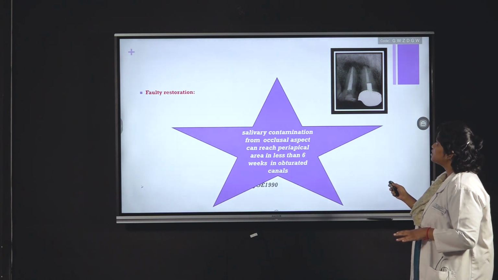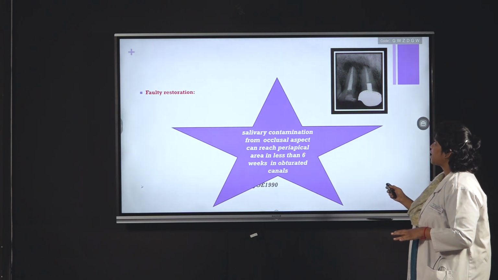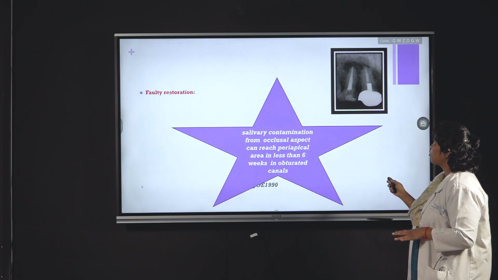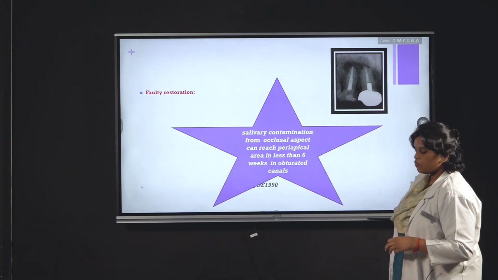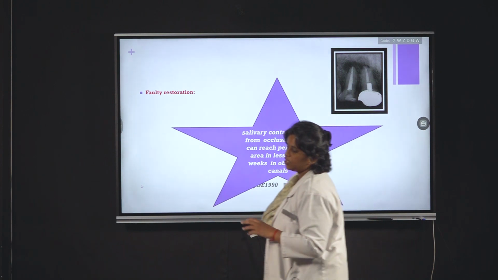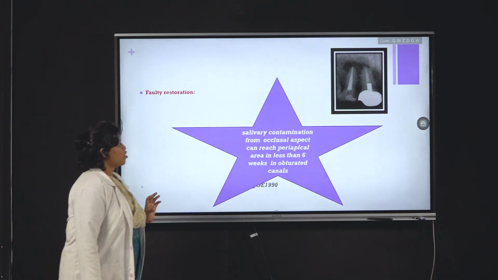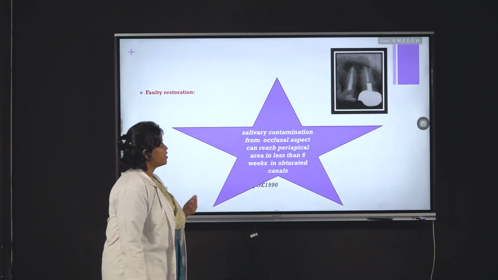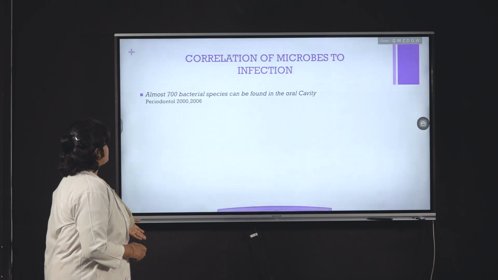So here we can see that because the coronal restoration is faulty, the bacteria or the bacterial byproducts can seep into the root canal area and also cause reinfection in cases which are root filled already. It is said that when there are faulty restorations, the bacteria may take around 5 to 6 weeks to enter into the root canal treated teeth. Right, so this is also of significant importance.